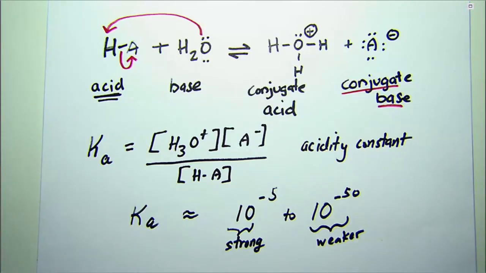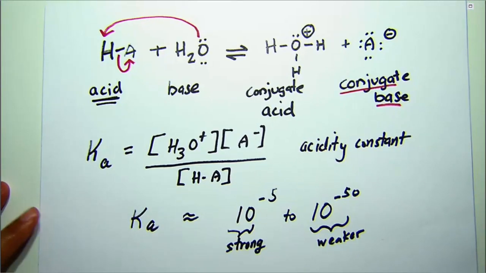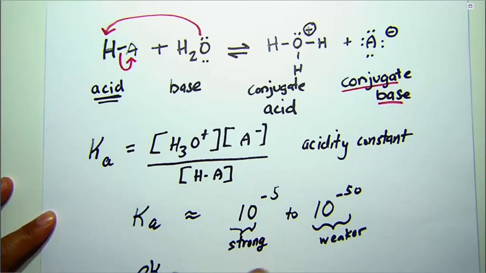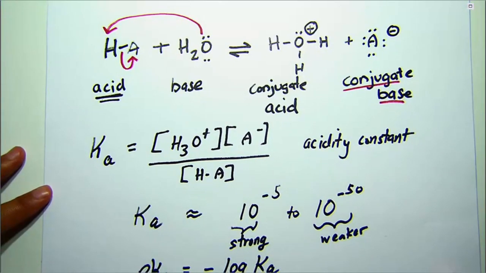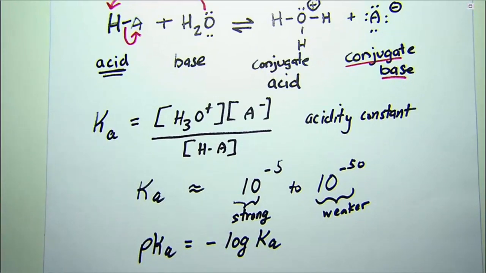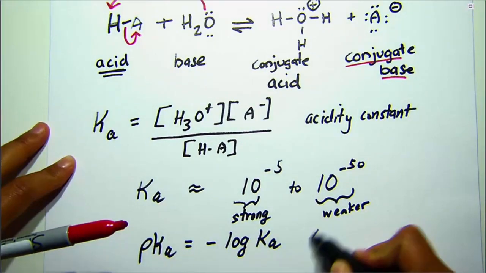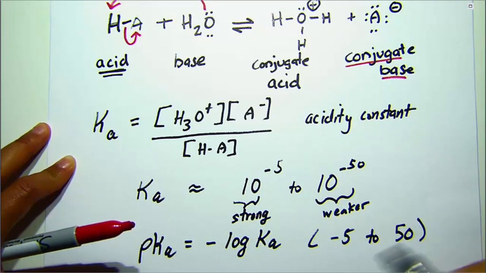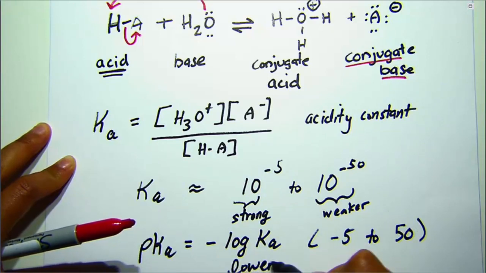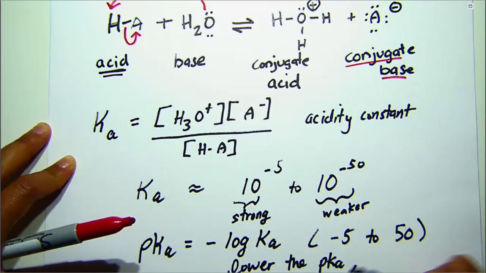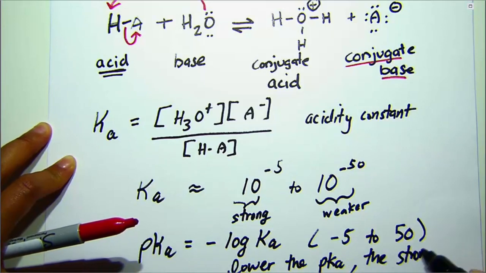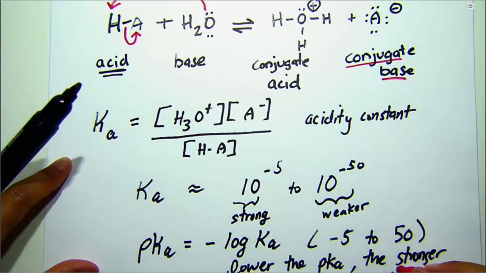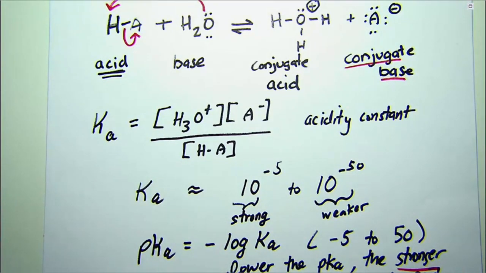Because of this relationship, we also define what's called a pKa. The pKa is equal to the negative log of the Ka. Based on the scale, you can see that pKa's will range from -5 up to 50. The lower the pKa, the stronger the acid.